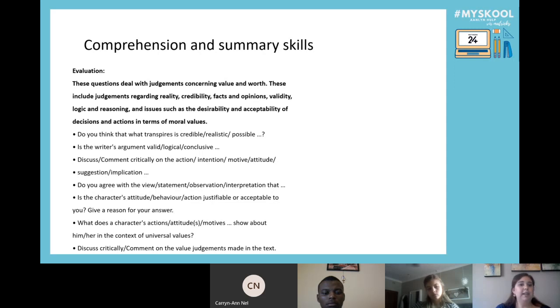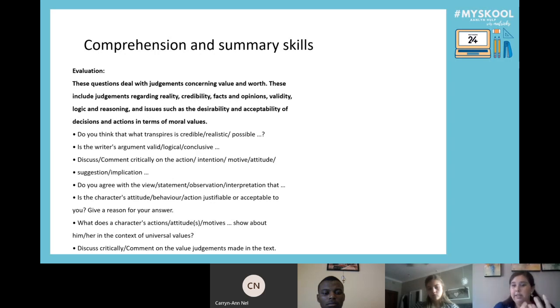And some learners would say, yes, it's very acceptable. He's a plan maker. And others said, no, that's stealing. Hey. Sometimes there are moral gray areas and you have to judge whether the attitude or behavior is acceptable or not. Okay, what does a character's attitudes, actions, motives show about him or her in the context of universal values?